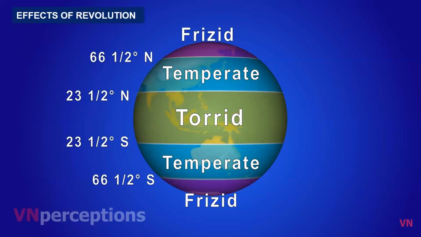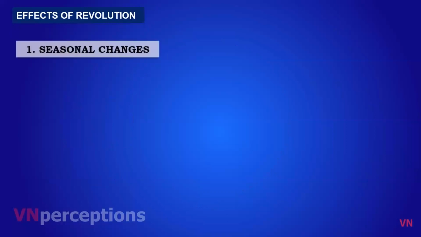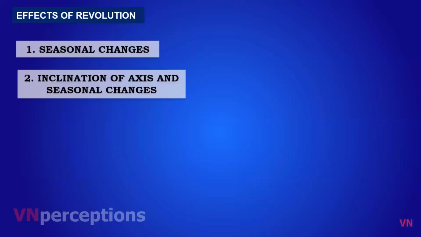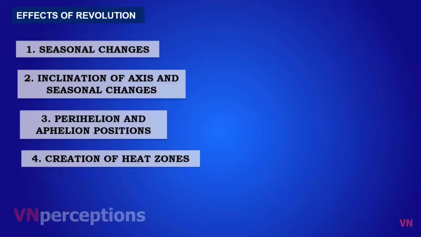So if we sum up the effects of revolution, it is first the seasonal changes, the inclination of the axis and the seasonal changes, perihelion and aphelion positions, and the creation of heat zones. Thank you.